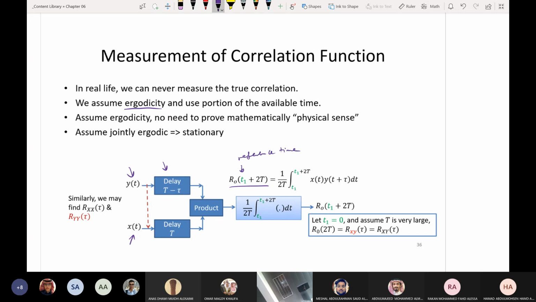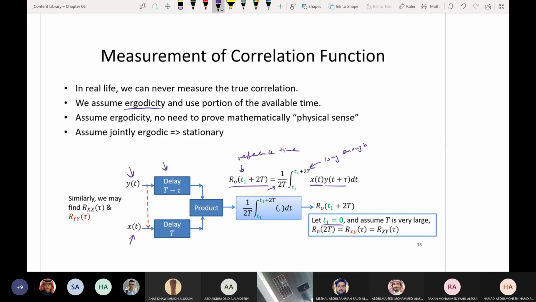Okay, that's the starting point, let's say. We calculate it as x of t multiplied by y of t plus tau, integrate over the 2T period and divide by 2T. Make sure that T here is long enough, the capital T. That's it.